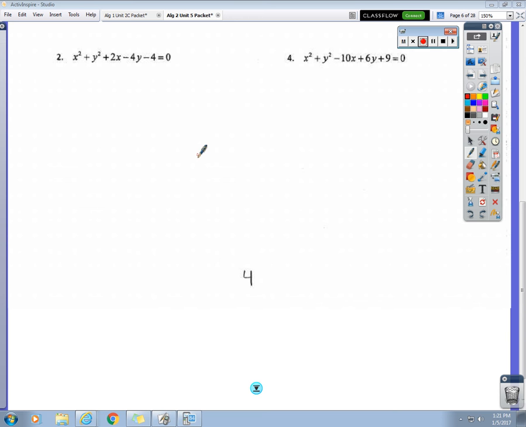Number 2, we currently have the equation of the circle, and they want us to identify the center of it and the radius. Okay, but when you look at it as it is, can you identify the center and the radius? No, because currently it's in general form. To be able to identify the center and the radius, it has to be in standard form. So what's the very first thing we need to do to get it in standard form?